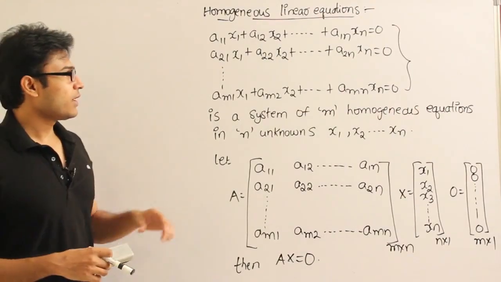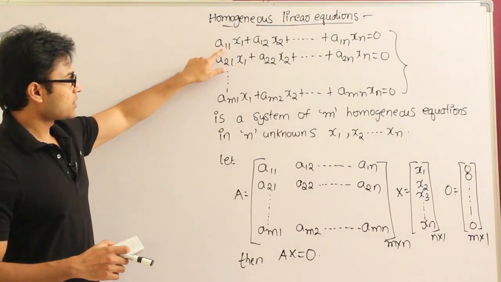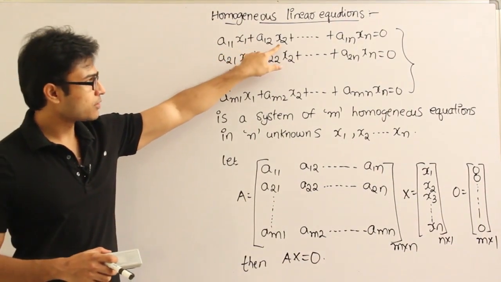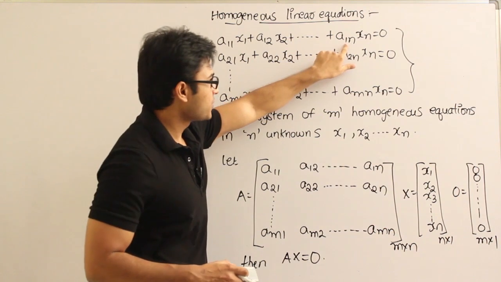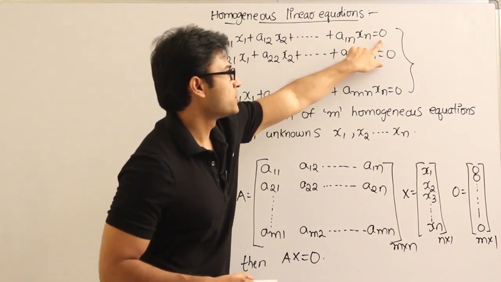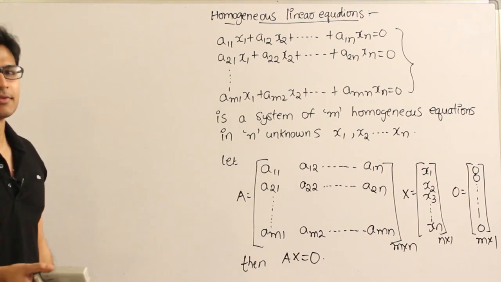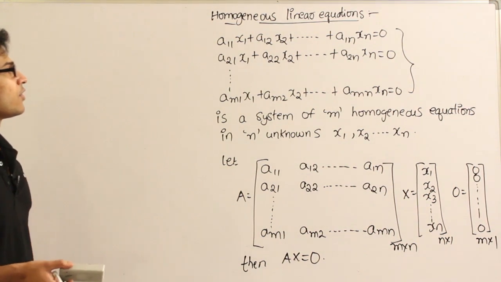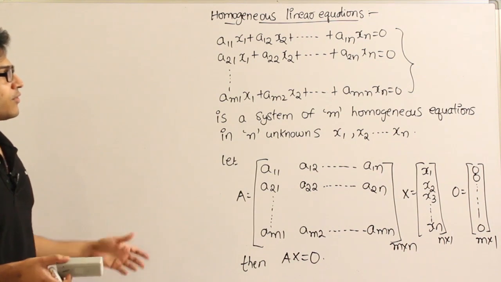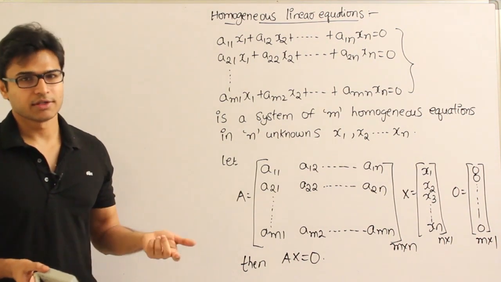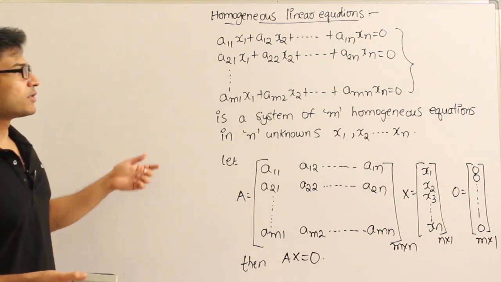See this, if you have equations of the form some constant into a variable x1 plus some constant into a variable x2 and so on, some constant into a variable xn equal to 0, then such an equation is called a homogeneous equation. Okay, so now our intention is to have a system of equations and then solve them. So let me explain what a system of equations is.